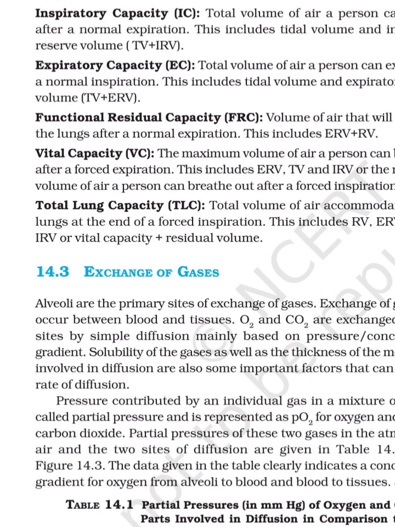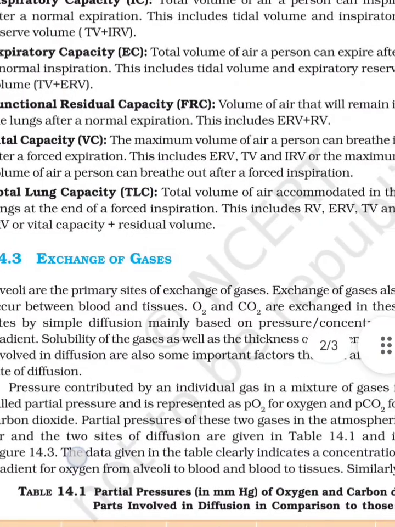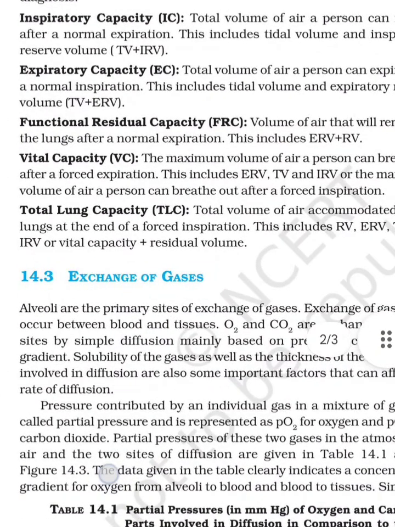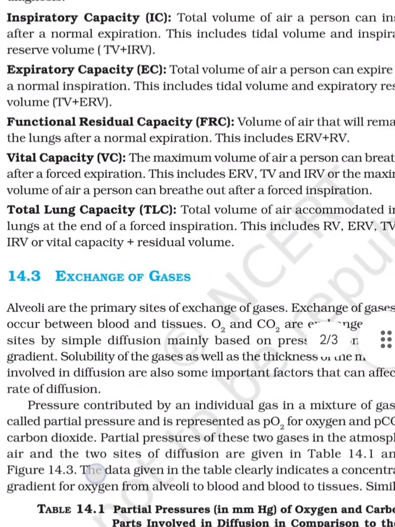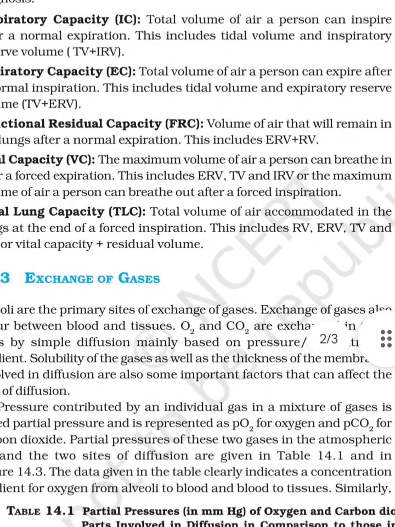And the fourth capacity is vital capacity. It's the total volume of air that can be breathed in after a forced expiration, which will include ERV, IRV and TV. It's the maximum amount of air we can breathe in or out with force.